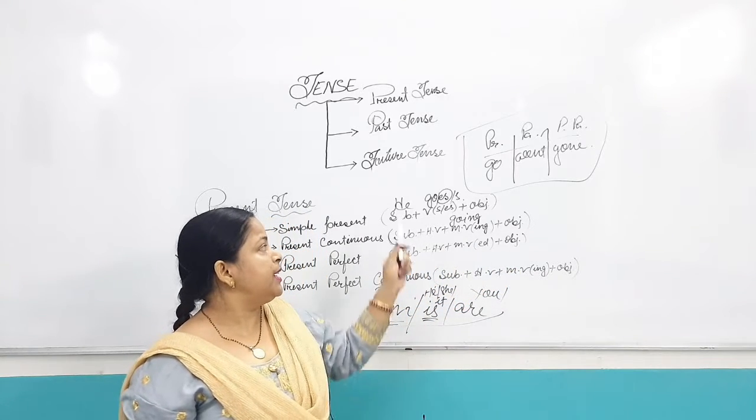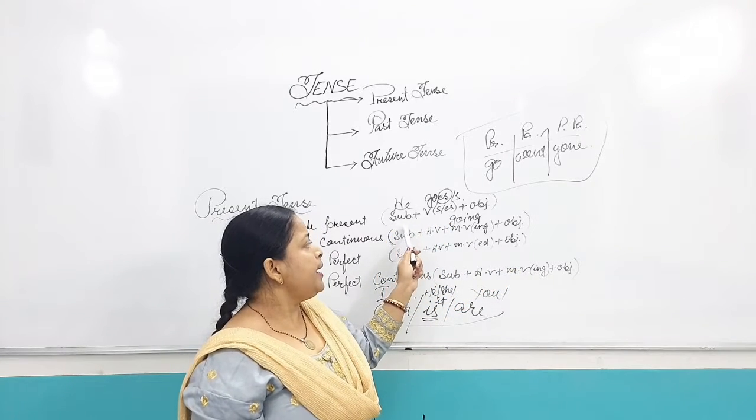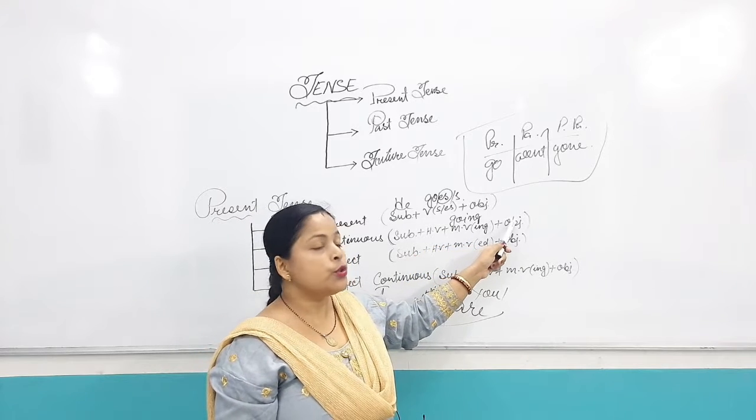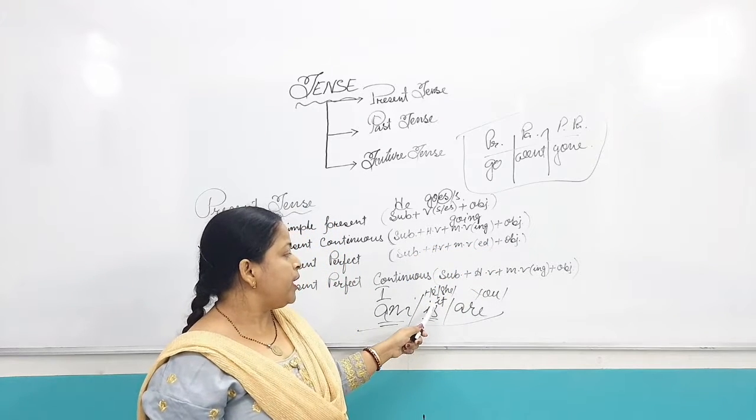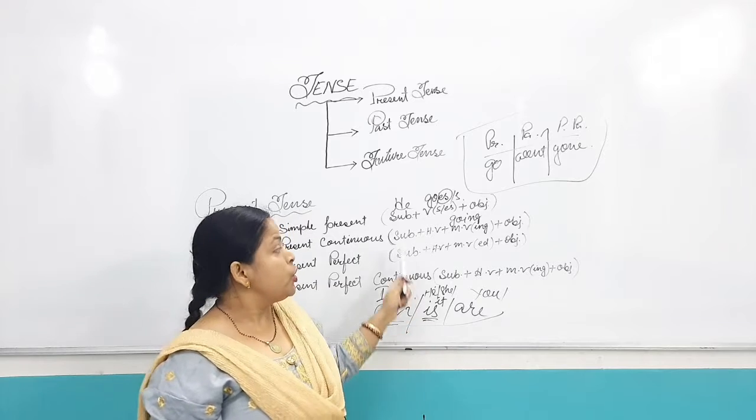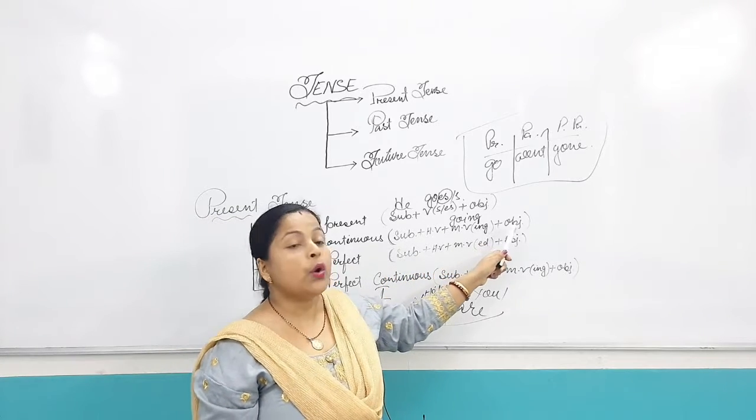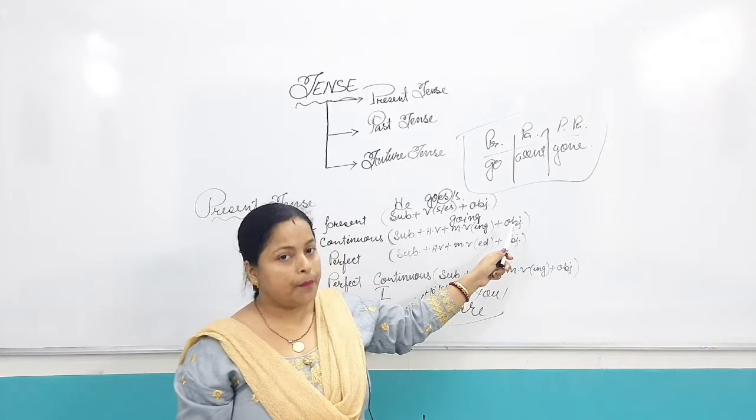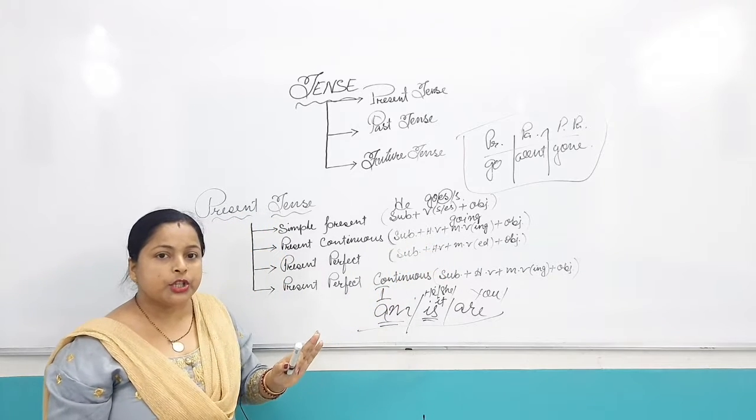For example, I may give the same example. He is going to school. I told you with he we should use is. So he is going to school. To school is an object. I think this much is clear.